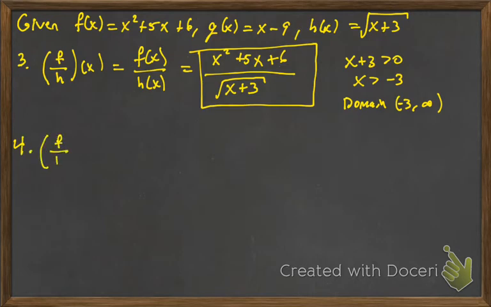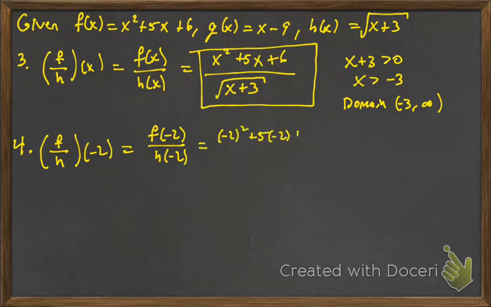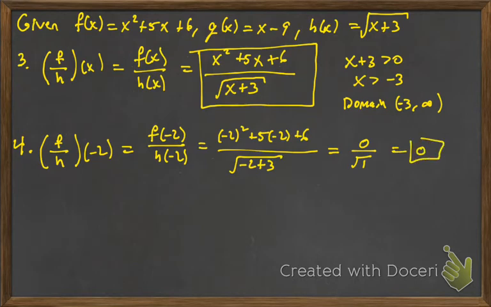Number 4, let's find f divided by h of negative 2. So I could use my formula, or the formula is essentially just evaluating the top and the bottom at negative 2 anyways. So we'll stick negative 2 into the f function and into the h function, and we'll evaluate. So negative 2 quantity squared plus 5 times negative 2, plus 6, all over the square root of negative 2 plus 3. And simplifying the top there, that's going to be 0 over the square root of 1, and that's going to be 0. Okay, and that is it for that one there.